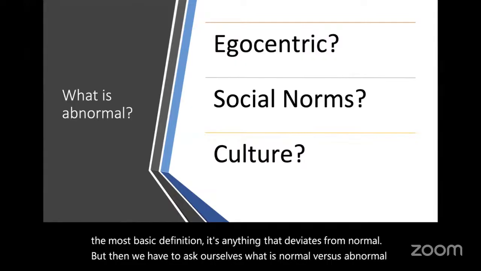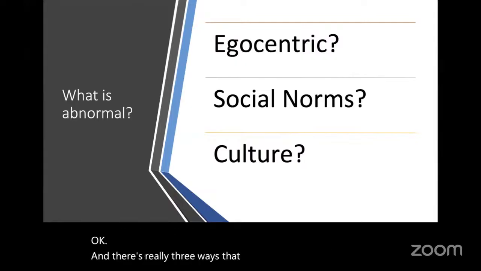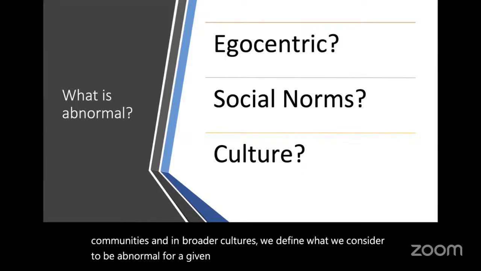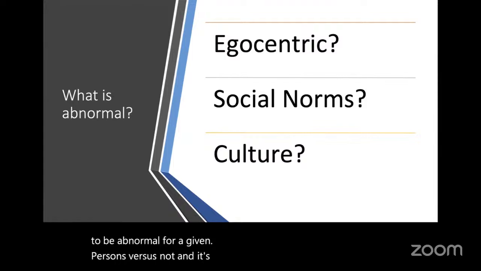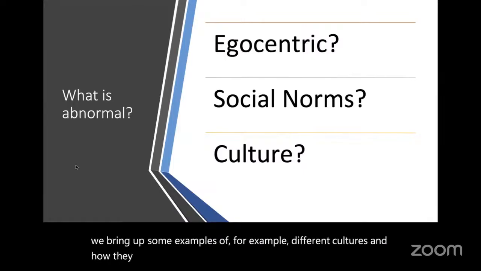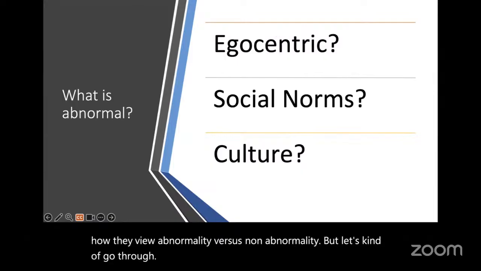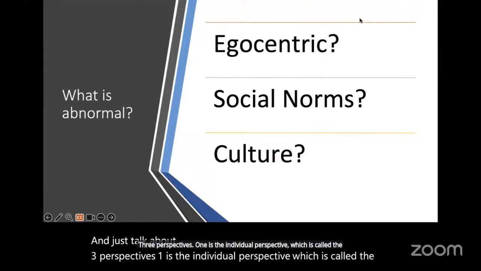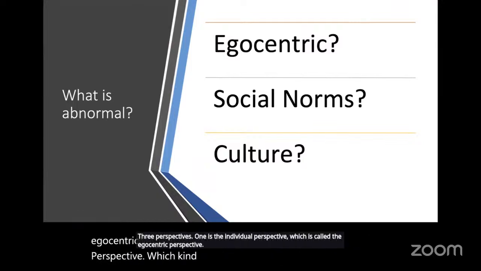Okay. And there's really three ways that both individually and in communities and in broader cultures, we define what we consider to be abnormal for a given person versus not. It's really important to keep this in mind as we bring up some examples of, for example, different cultures and how they view abnormality versus non-abnormality. But let's go through three perspectives. One is the individual perspective, which is called the egocentric perspective, which kind of goes something like this.